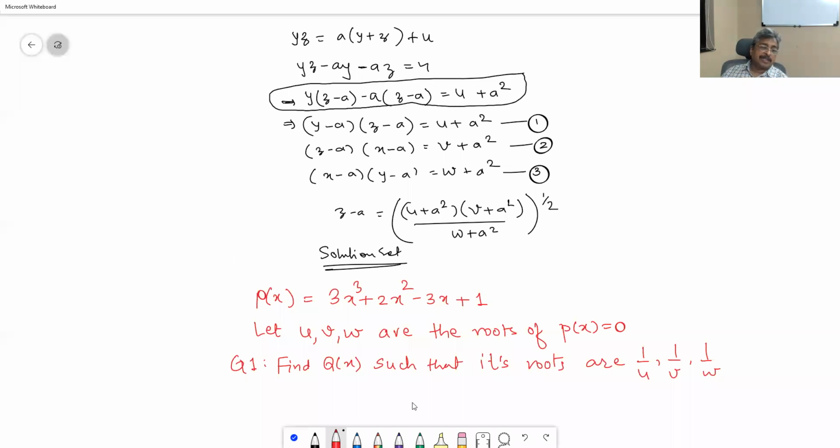Okay, in this case, solving this polynomial, finding values of u, v, w, taking their reciprocals, and then creating a polynomial q of x may not be a good idea, because the polynomial seems to be such that it will not have good values of u, v, w. And therefore, it will be an extremely difficult route to follow. Instead, there are two ways of doing it.